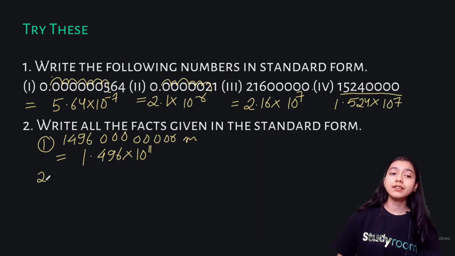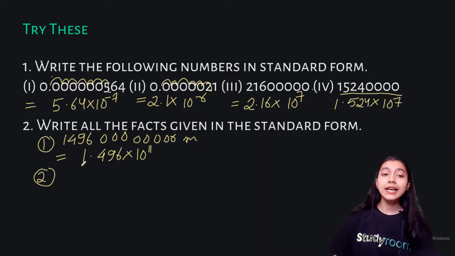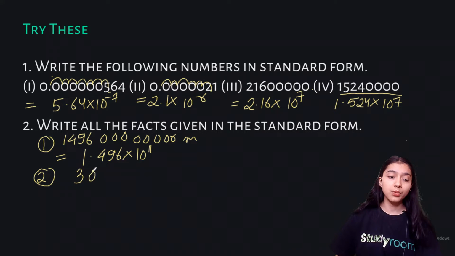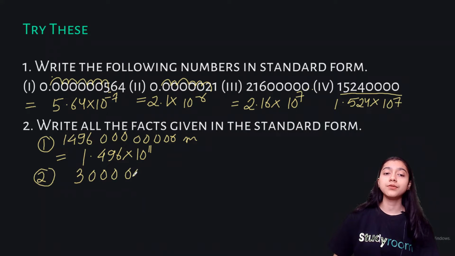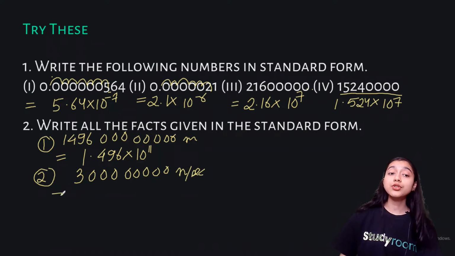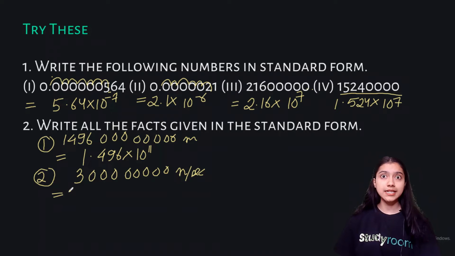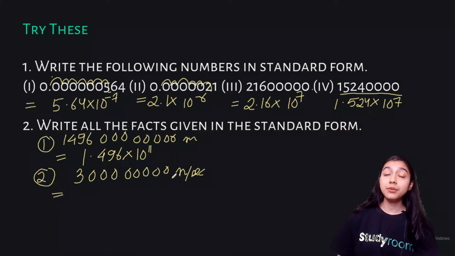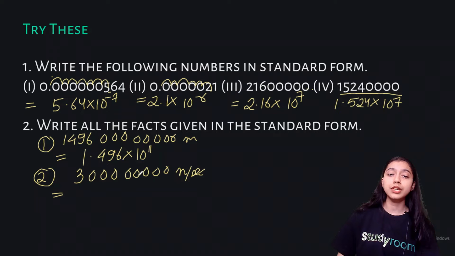The second fact that I told you was the speed of the light, and it was 3 and then 1, 2, 3, 4, 5, 6, 7, 8 zeros. And this was meter per second. This was the speed of the light. Now in order to represent it again in the standard form, we have to shift the decimal place towards the right hand side. And the number of places we'll be shifting is 1, 2, 3, 4, 5, 6, 7, 8. 8 places. So this can be written as 3 multiplied by 10 to the power of 8 meter per second.